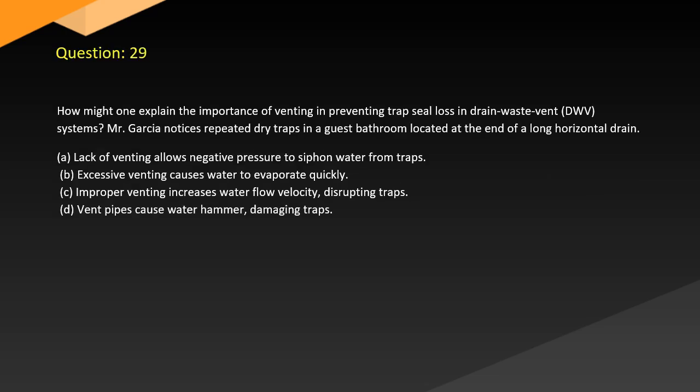Question 29. How might one explain the importance of venting in preventing trap seal loss in drain-waste-vent systems? Mr. Garcia notices repeated dry traps in a guest bathroom located at the end of a long horizontal drain. A. Lack of venting allows negative pressure to siphon water from traps. B. Excessive venting causes water to evaporate quickly. C. Improper venting increases water flow velocity, disrupting traps. D. Vent pipes cause water hammer, damaging traps.